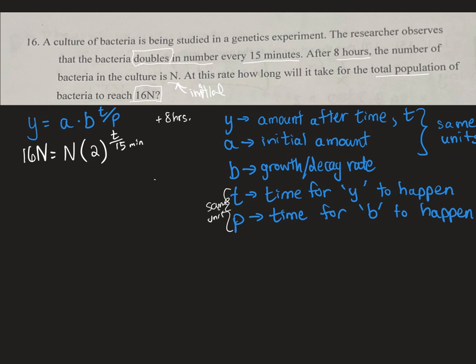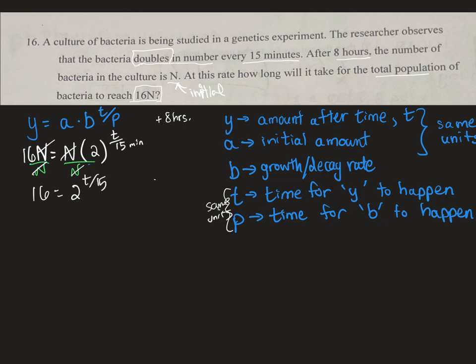All right, so now we need to solve this. First of all, you want to isolate your power. And by power, I mean 2 to the exponent t over 15. So what we're going to do is we're going to divide both sides by n, and that very nicely gets rid of the n that's on the left-hand side. Then we have 16 equals 2 to the t over 15.